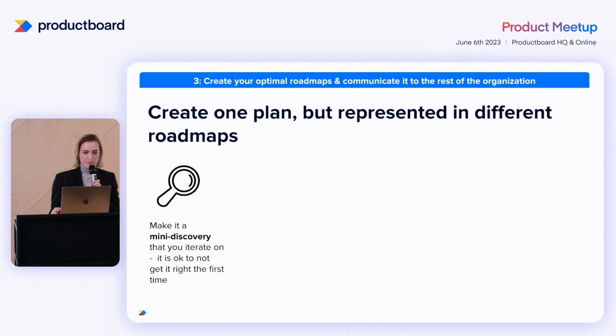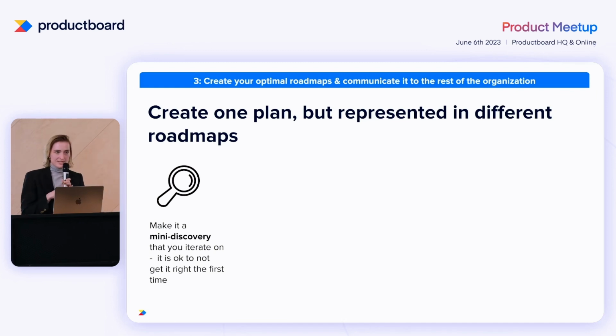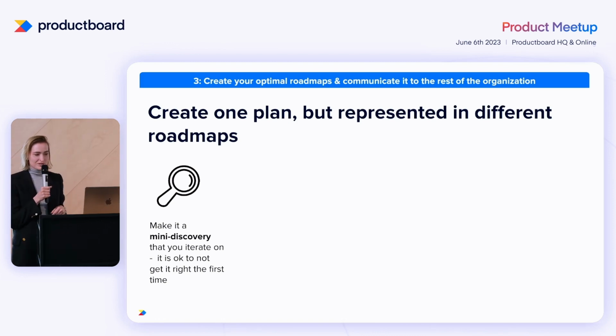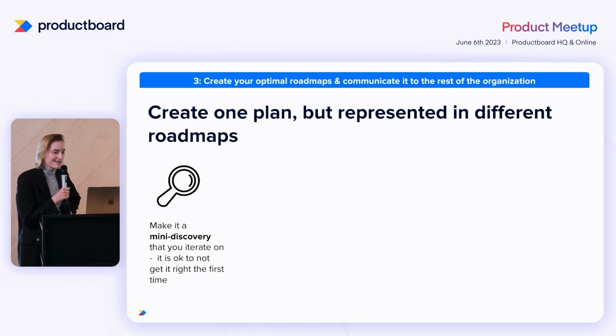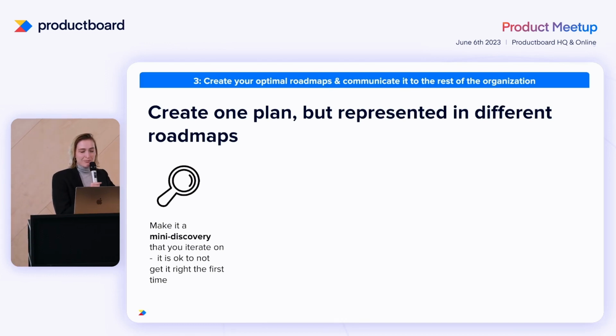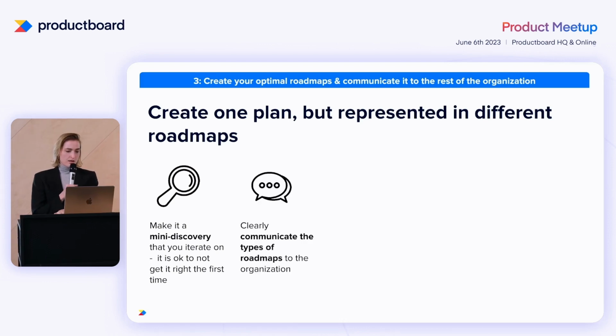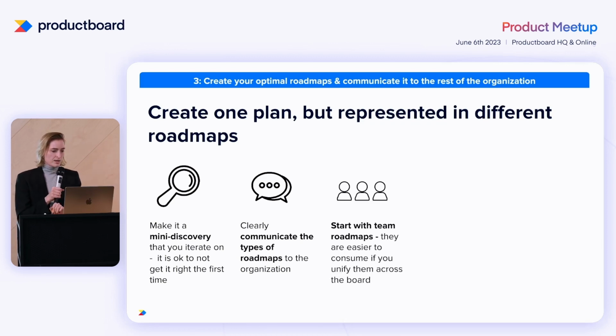My overall tip for all of this is basically to make it your mini discovery. It doesn't have to be a massive discovery. If you don't know what discovery is, then wait for the talk by Sam. But it's okay not to get it right the first time. I think it's much better to release it, learn from it, and iterate on it. What I think is absolutely crucial is the second part, which is about communicating the types of roadmaps to the organization. I have a few tips on how to do that a bit later.